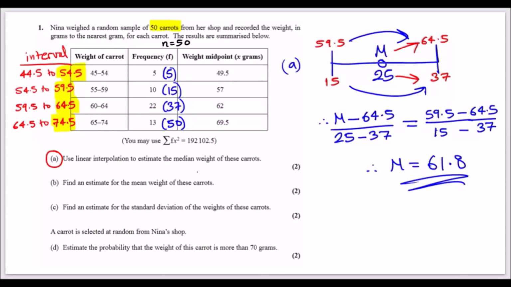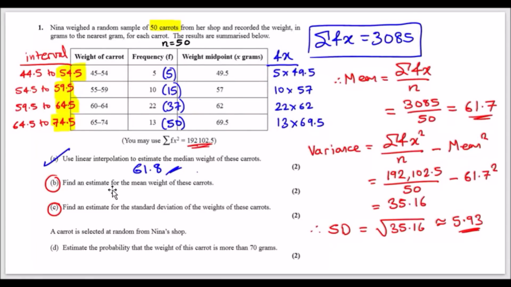Now for the next one, part B. Find an estimate for the mean weight of these carrots. To find the mean weight, the first thing you want to do is work out what fx is, because they only gave us the sum of fx squared, which is useful for part C. To get fx is just frequency times x, which is 5 times 49.5, and you do each one. Then you find the sum of it, and when you add all these up, you get the sum of fx, which is 3085. To calculate the mean, it's simply the sum of fx over n, which is 50. Putting this in the calculator, you get 61.7.